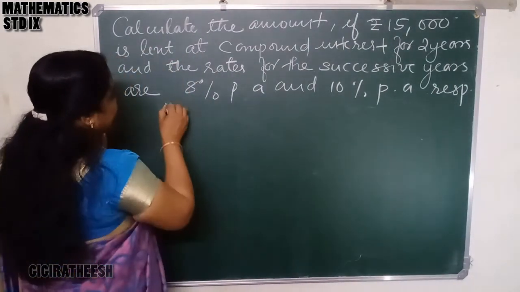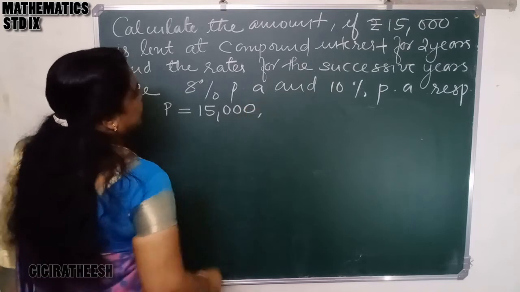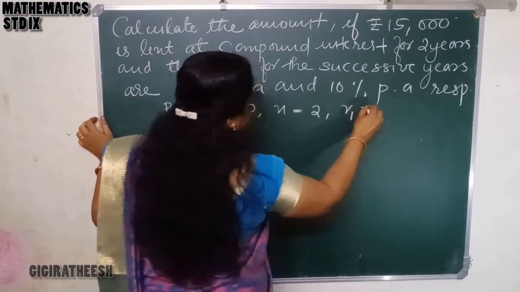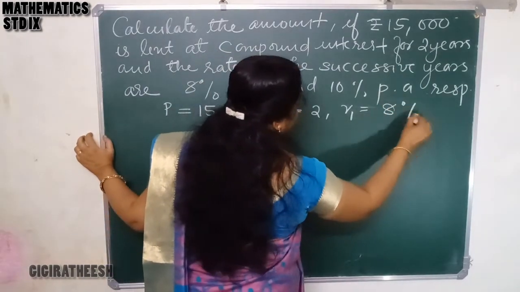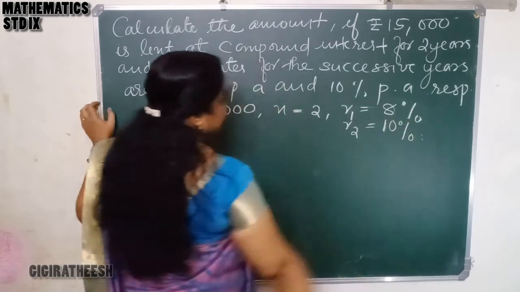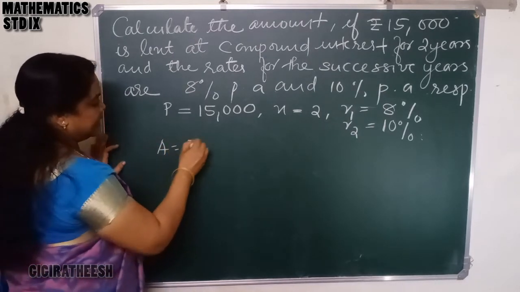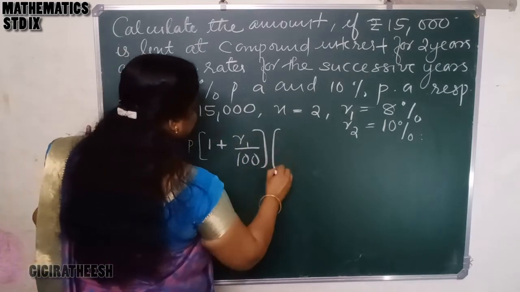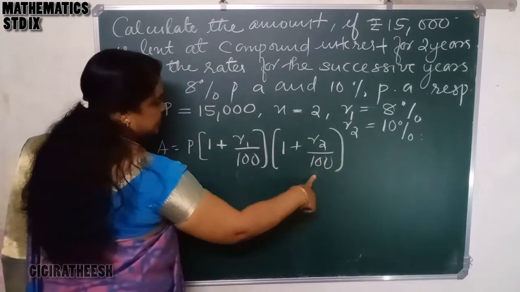Here P is equal to 15,000 and N is equal to 2 years. R1, the rate for the first year, is equal to 8%, and R2 for the second year is equal to 10%. We know the formula for finding the amount: A is equal to P into 1 plus R1 by 100 into 1 plus R2 by 100 for successive 2 years, the first factor for the first year and the second for the second year.